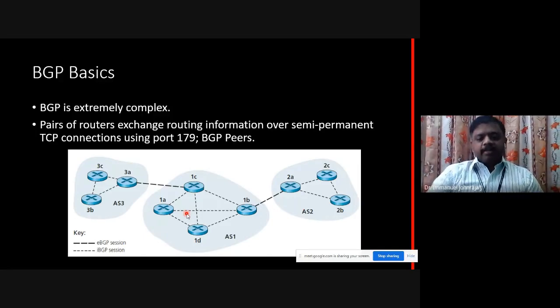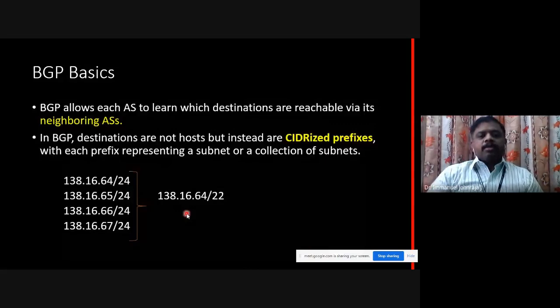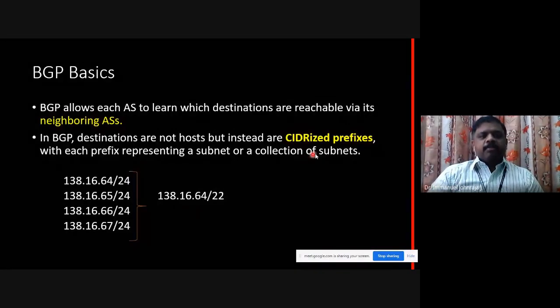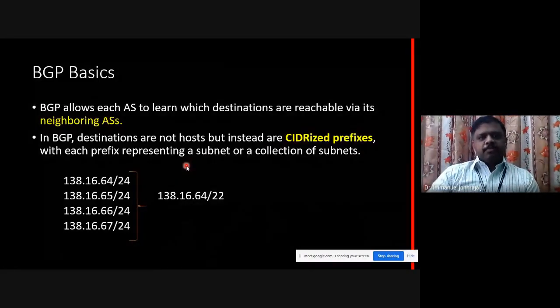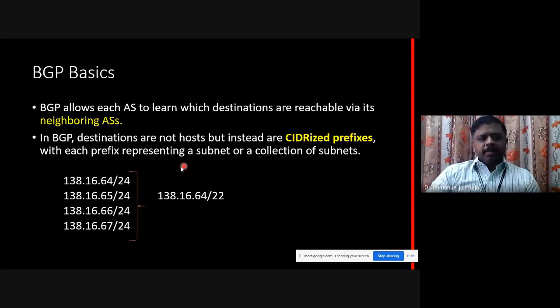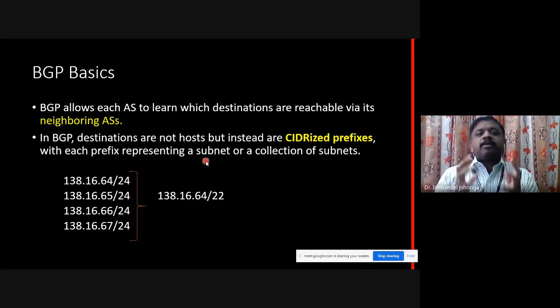So for that, BGP supports CIDR prefixes. You know what this prefix is? In other words, we call it a summary network or supernetting, right? I'm not going to explain this calculation. It is known to you how we got this summary address. So in BGP, destinations are certainly not hosts, but instead they are CIDR prefixes, which are summarized prefixes, where each prefix represents a collection of subnets.